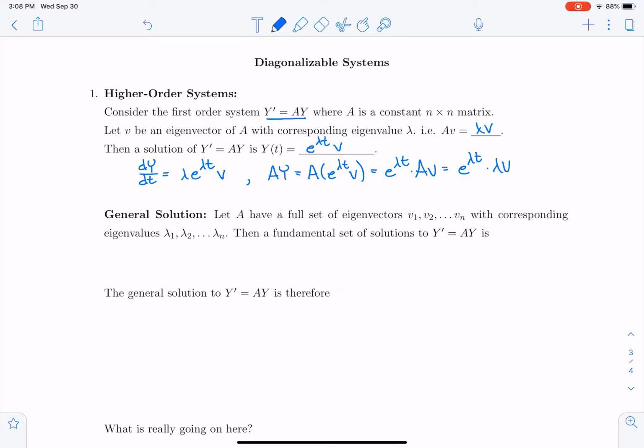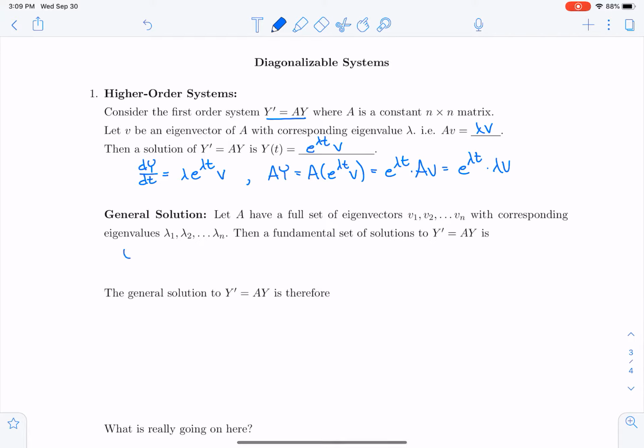So now what is the general solution for an n by n matrix? Well, if A has a full set of eigenvectors, v1 through vn, with corresponding eigenvalues lambda 1 through lambda n, then we can write down a fundamental set of solutions, which is a set of n linearly independent solutions.